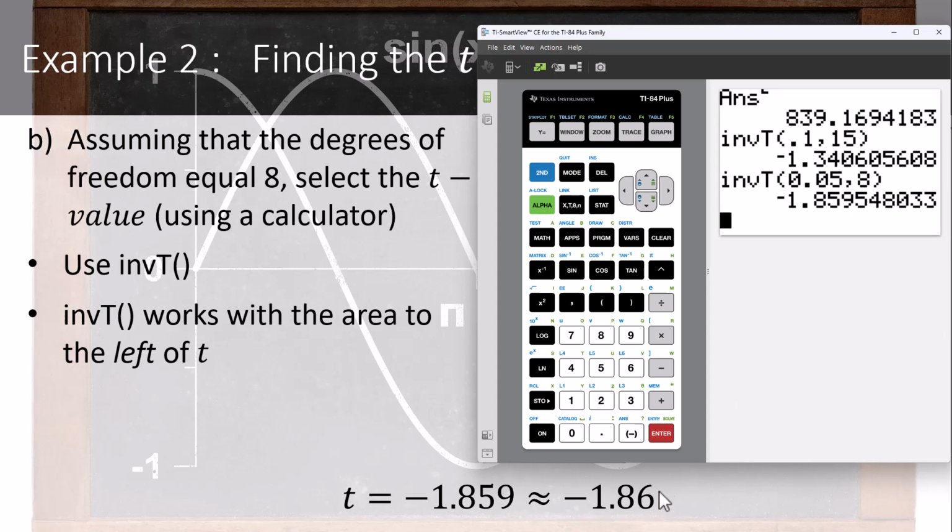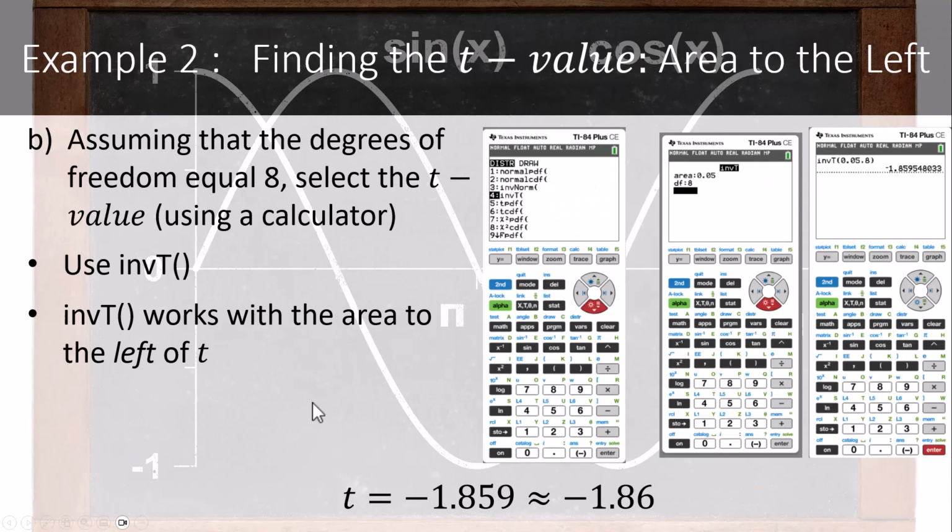Big thing to keep in mind here is that if area to the right implies a positive value for t, at least in this particular course, area to the left implies a negative value for t. So if the area is to the left, t should be negative. If the area is to the right, t should be positive.